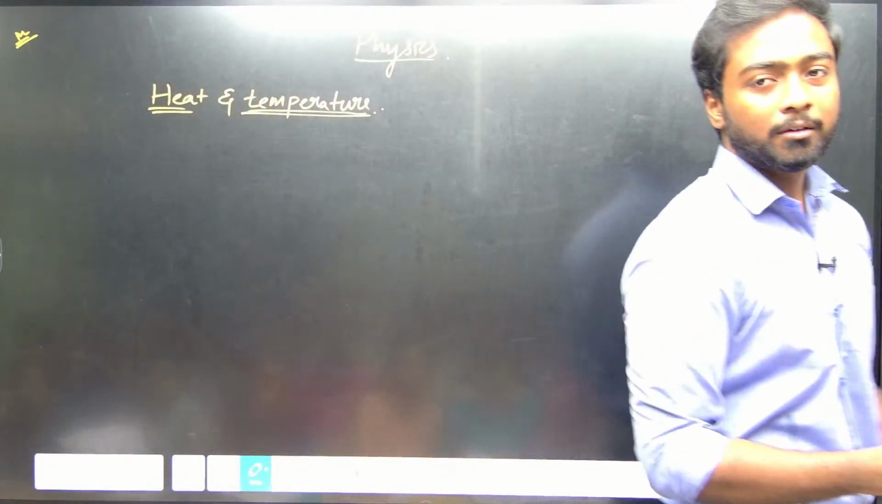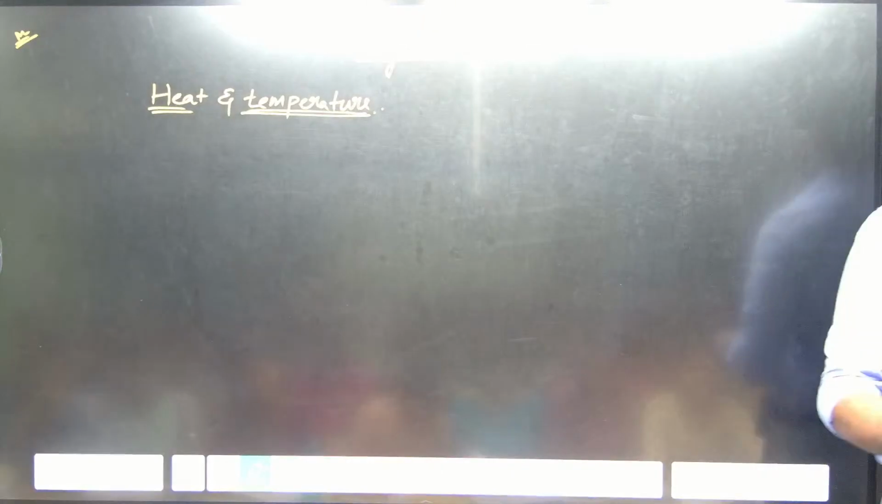Write on the topic heat and temperature. Thermal properties of matter.